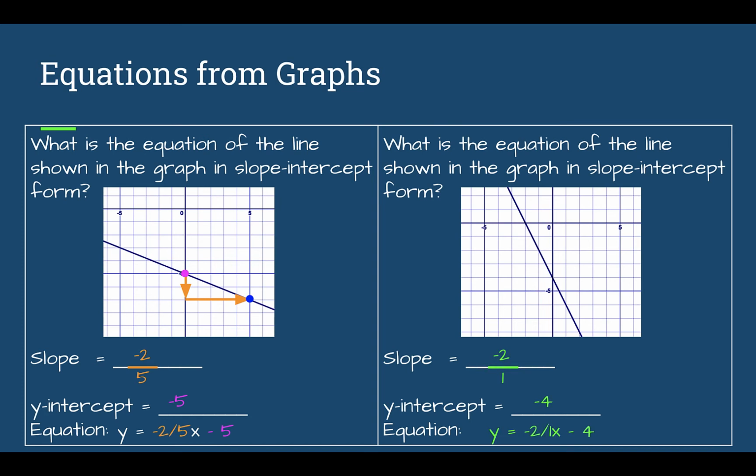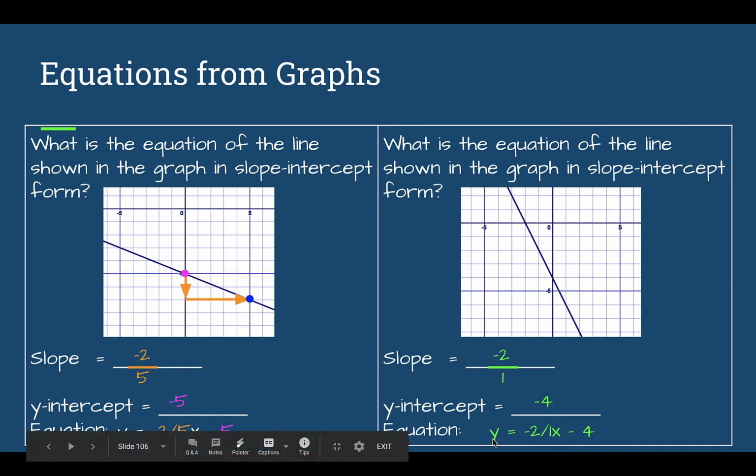Let's check our answers. So our y-intercept was at -4. And then if we pick any other point on the line, I can pick the next closest one, and I always work to the right. So I would have had to go down 2 over 1. So my equation would be y equals -2 over 1 x minus 4.